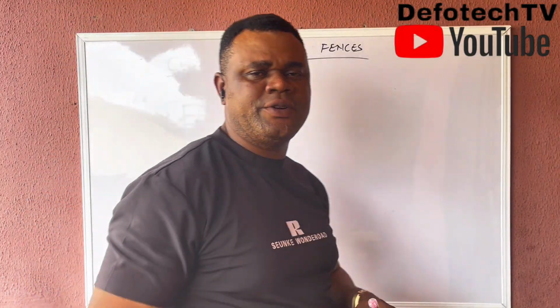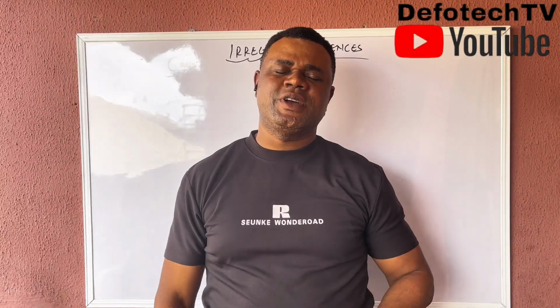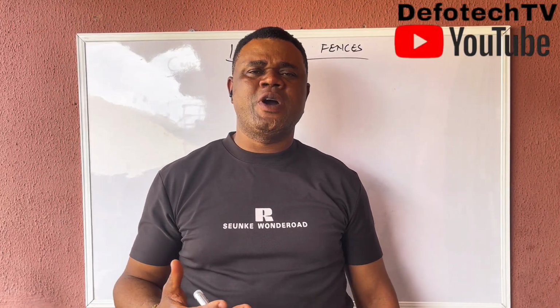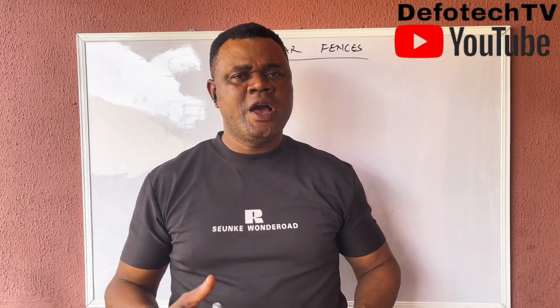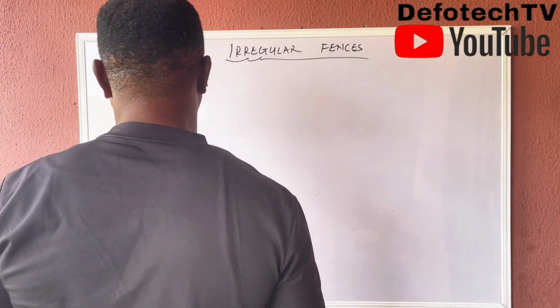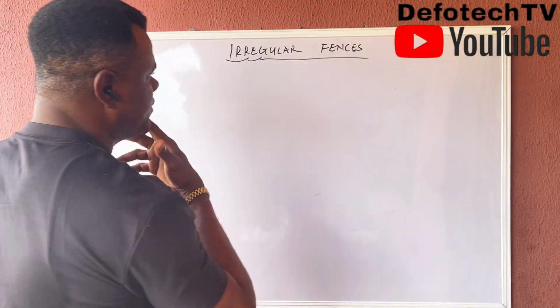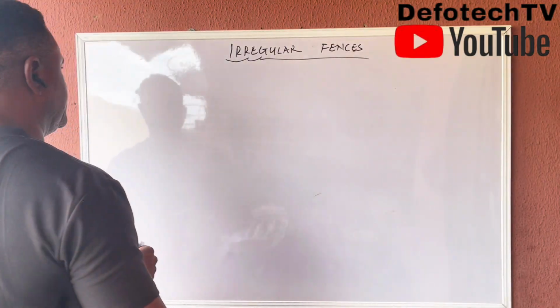Now, when we say irregular fences, a particular subscriber reached out to me and asked a question. He said, let's assume we have fences that are not straight. How do you connect these fences? I want us to understand this. I'll be showing the tricks, how this can be sorted. We have a very good platform where we can explain this.